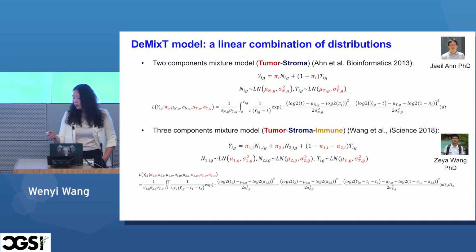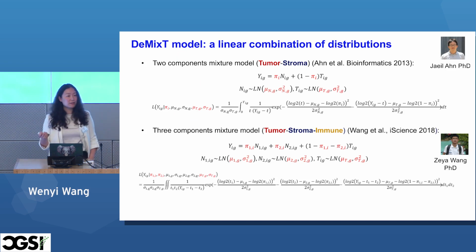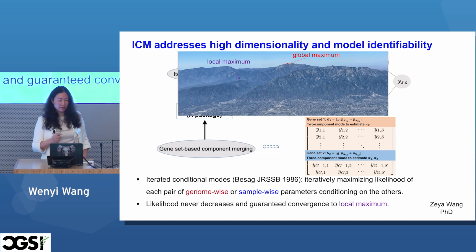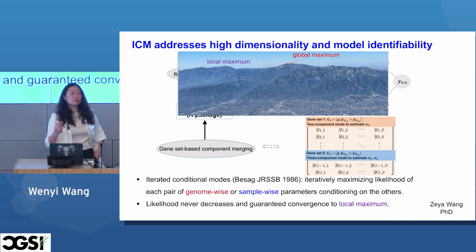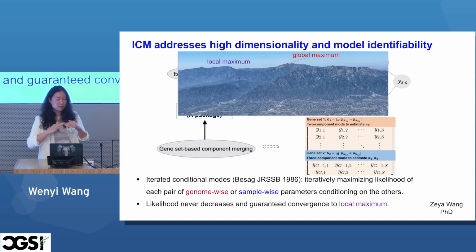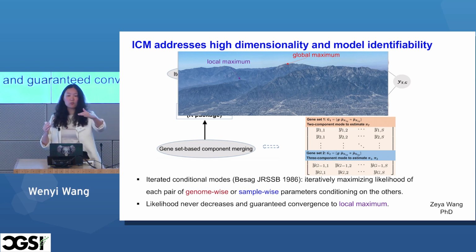So far we have our main solution, and the algorithm behind DMXT was introduced by my former PhD student Wenyi Wang when he was working on a 3-component mixture model. Here's the method. We first separated the space of the parameters into genome-wise parameters and sample-wise parameters, as shown here in the bipartite plot.